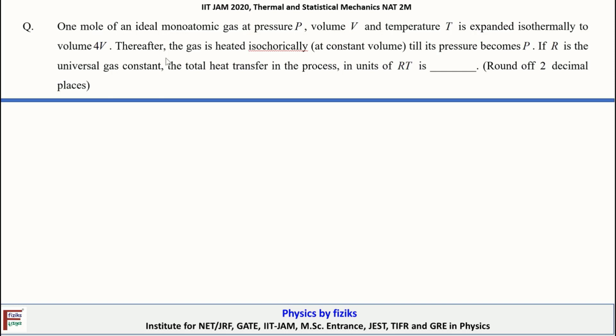So let's continue with the first step of the process, which is isothermal expansion. So the first step is isothermal expansion.